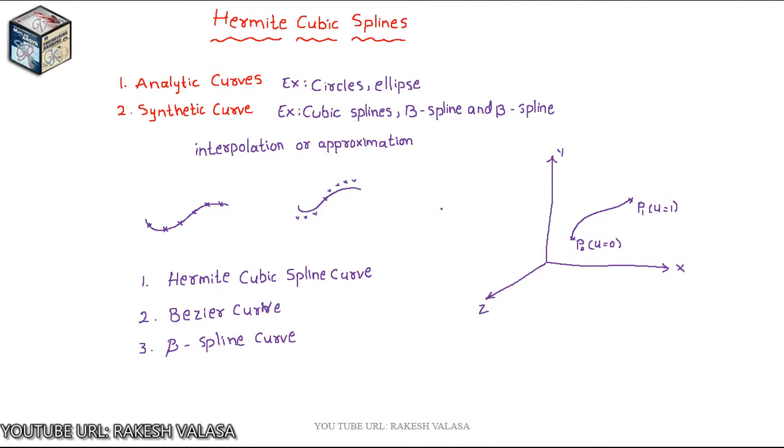And the two tangent vectors at these 2 points. This is the one tangent vector, that is P naught dash, at boundary condition u equals 0. This is the second tangent vector, that is P1 dash. This boundary condition is u equal to 1. These 2 points give a Hermite cubic spline.